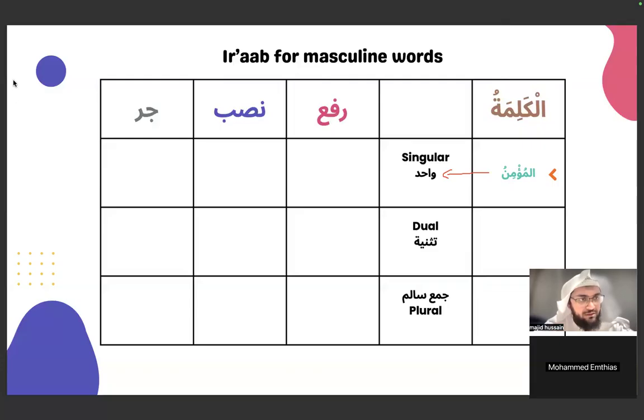Whether you are able to access this, if you can write on this. No, I don't. Yeah, so I can see. So if you can write, what will be the word al-mu'min in the state of rafa in the singular form? If you can write in the box, it will be easy for me to understand, inshallah. Yeah, if you can fill this box.